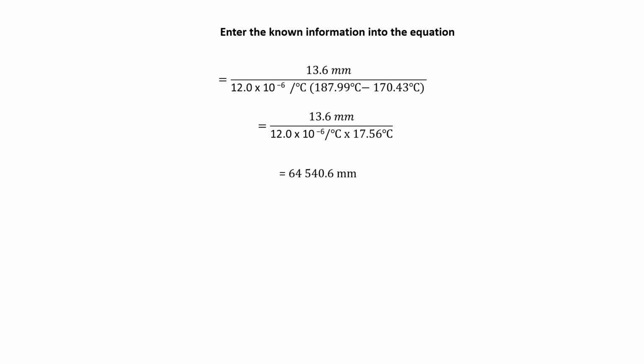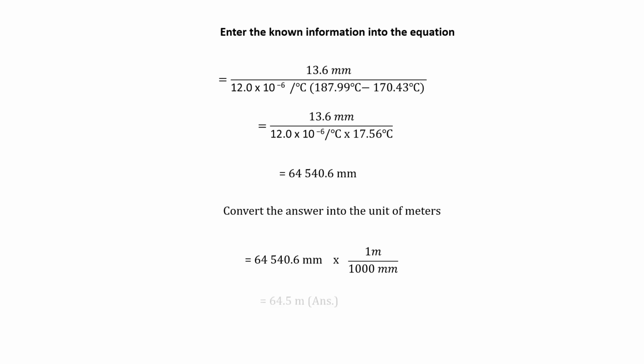Solving the right-hand side gives an answer of 64,540.6 millimeters. As the question requires the length of pipe in meters, we multiply this answer by the conversion factor of 1 meter over 1,000 millimeters. Doing so provides the final answer of 64.5 meters. This was the initial length of the steam pipe specified in the question.